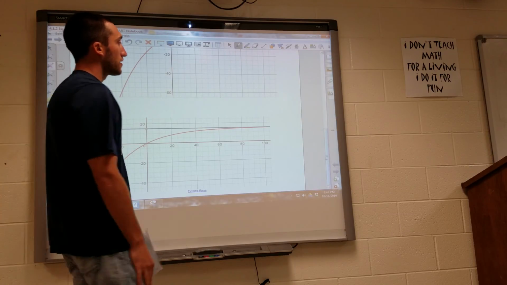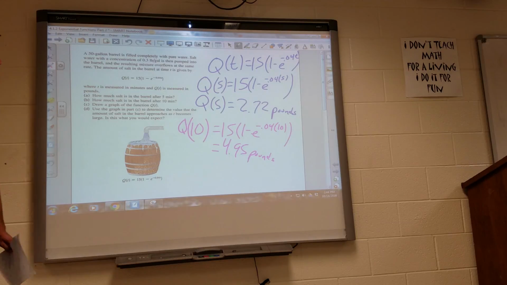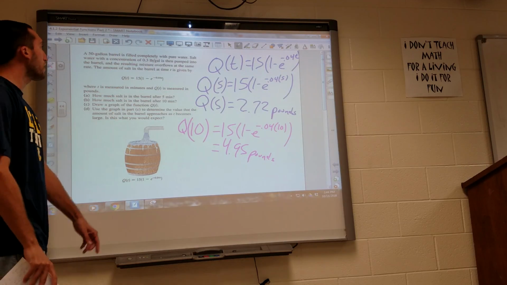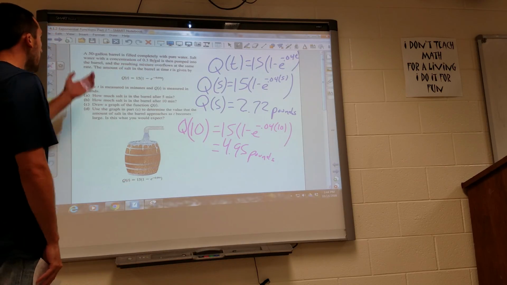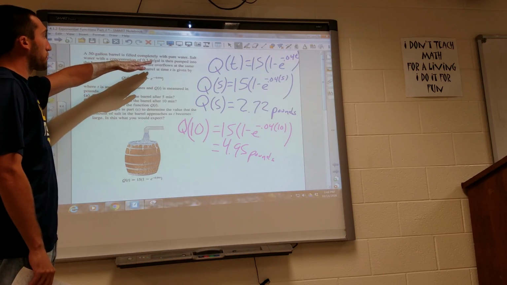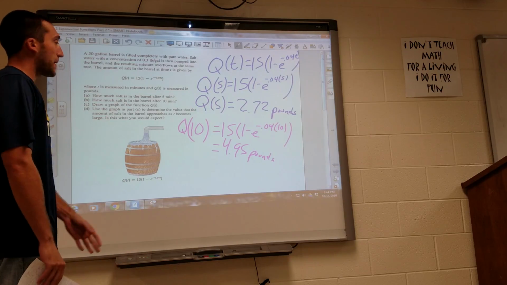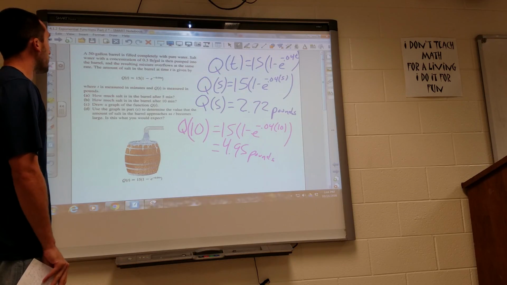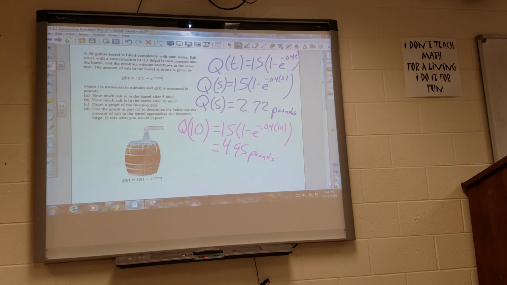Well, why is that? Let's go back to our original question. So it says the concentration of the water that's being pumped into the barrel is 0.3 pounds of salt per gallon. Well, it's only a 50-gallon barrel. So if the concentration is 0.3 pounds per gallon, you just take 0.3, multiply it by 50, that's going to approach 15. So 0.3 times 50 gallons is 15 pounds of salt.